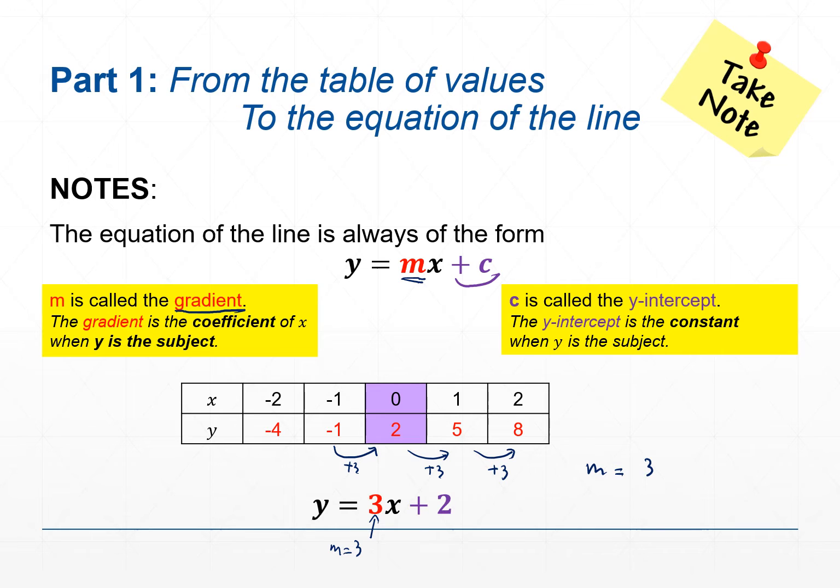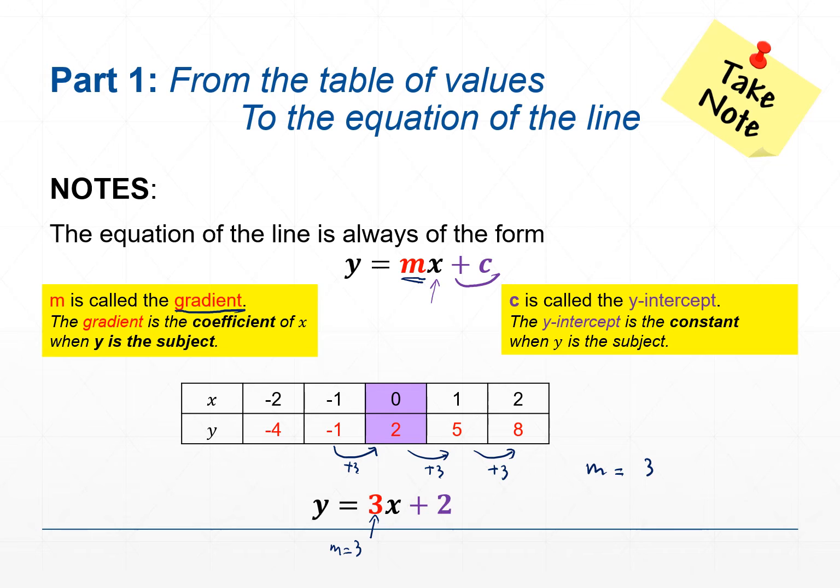So this c here is called the y-intercept. It is the value of y when x is 0. Why is that? Well, because if x is 0, then m times x, m times 0, is 0. So really, that mx is equal to 0. What's left for y? Well, when x is 0, what's left of y is this c, the y-intercept.